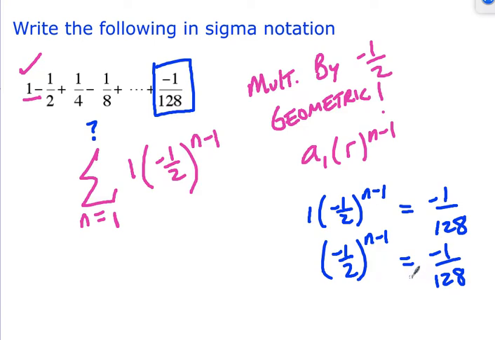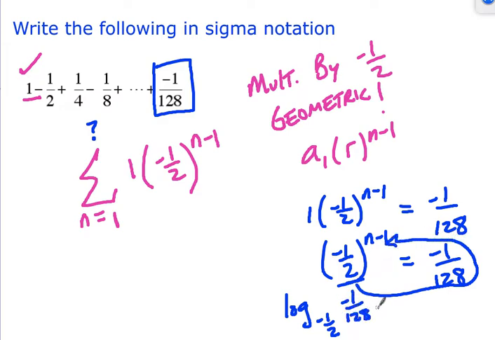Now, if I'm going to solve that, this is an exponent, and the only way to solve that would be to use logarithms. So if I do log starting at the base, so log base negative 1/2 of negative 1 over 128 equals n minus 1. If I go to type this in my calculator, I'm going to have some problems because I can't have log of a negative number, and I also can't have a negative base. So your calculator is going to kind of freak out at you.